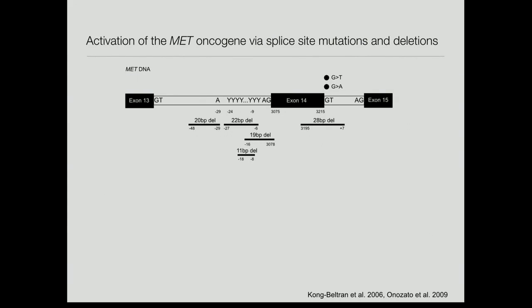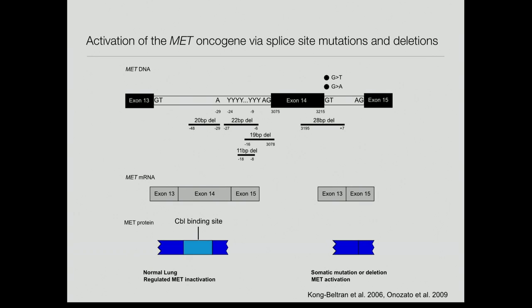It had been previously known, back in 2006 and 2009, it had been shown that MET is altered through splice site mutations. Here I'm showing particular positions that were shown to be mutated at the 5' splice site, and also these deletions that were identified around MET exon 14. And the consequence of these mutations was skipping of exon 14.